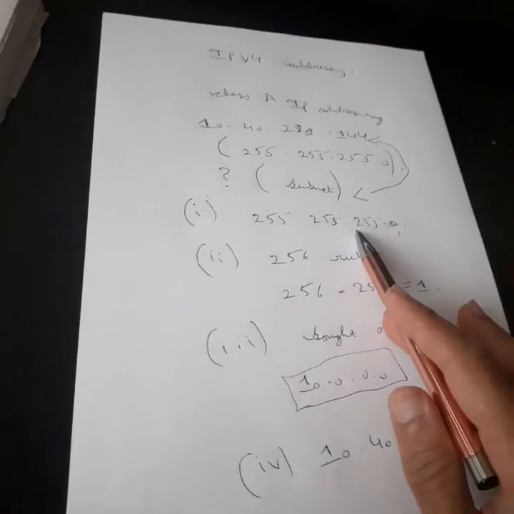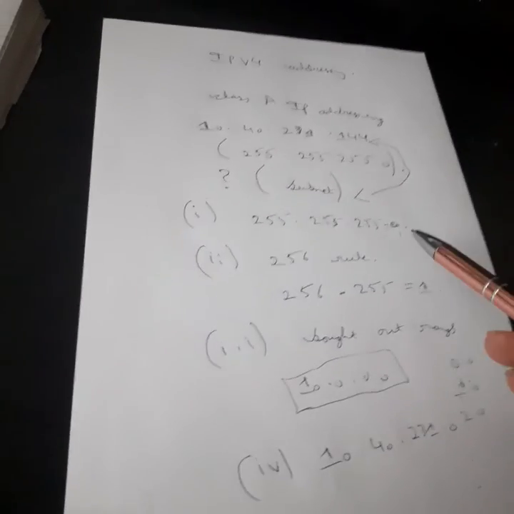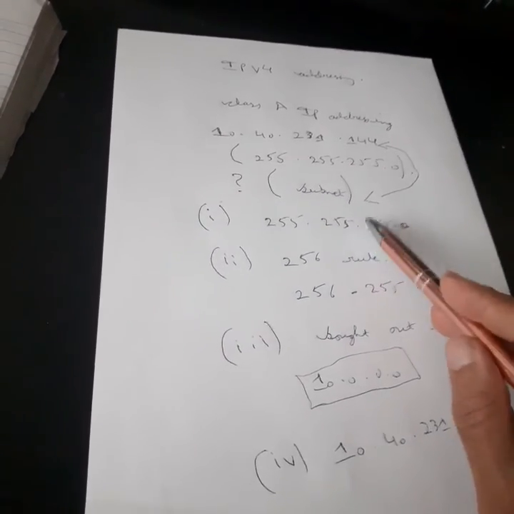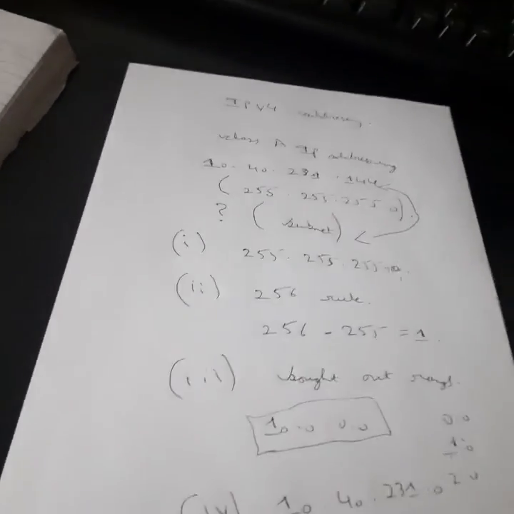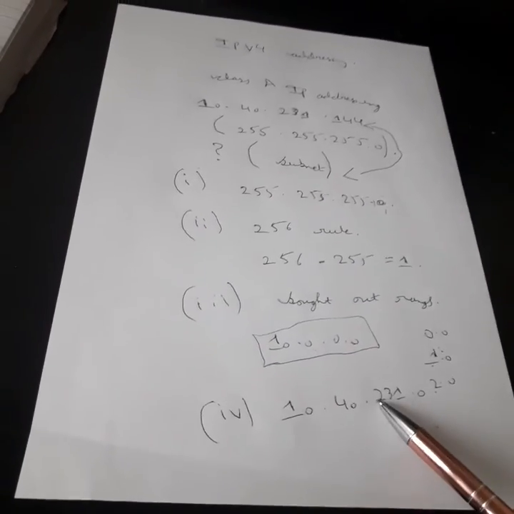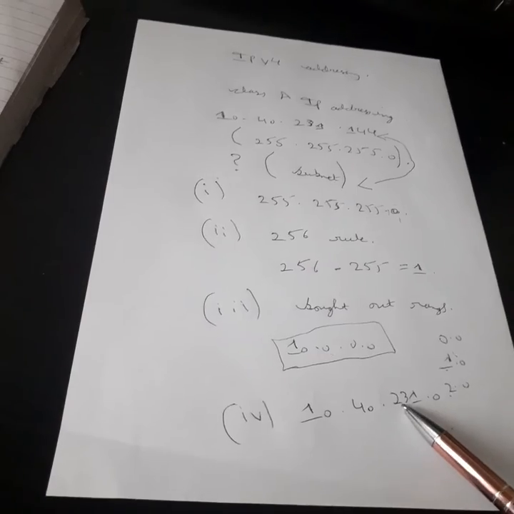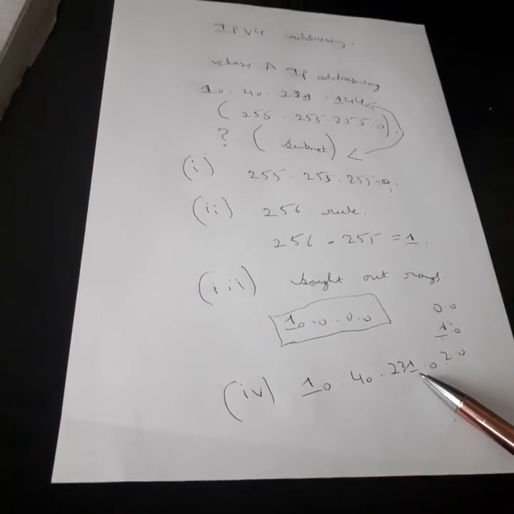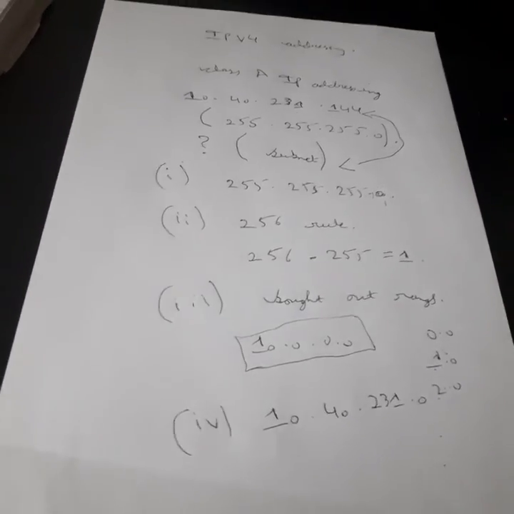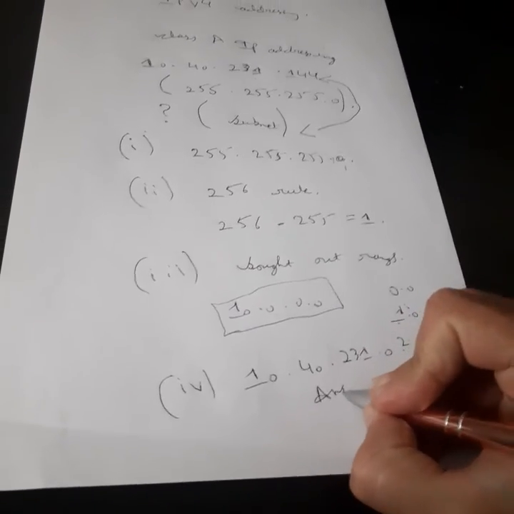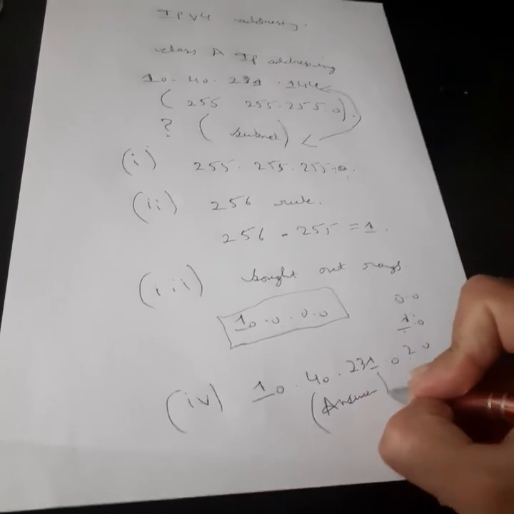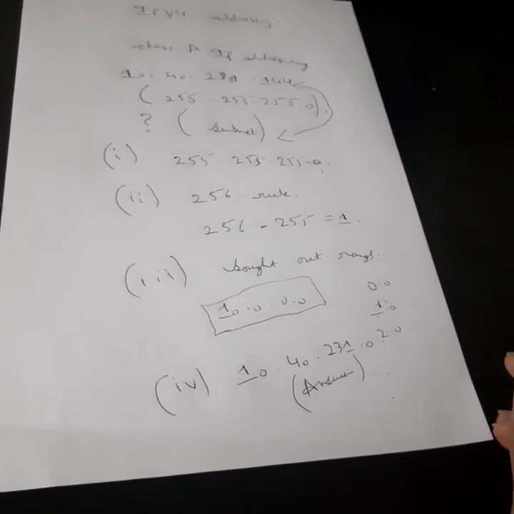Always retake, always practice again and again, but that's the best way of it, because once you get something like this subnet mask, you have to assume this as 1, which will stop you from making it more complex. So the answer here is 10.40.231.0.